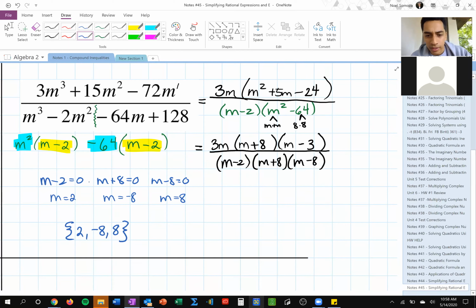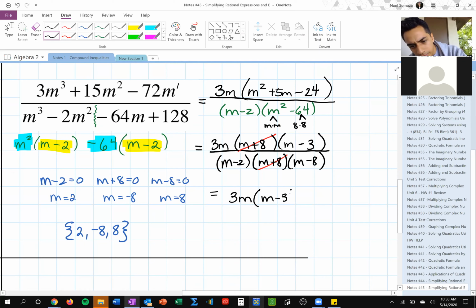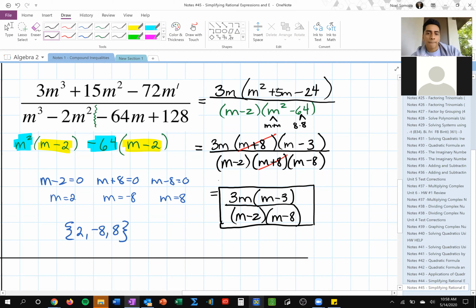All right, so now that we've found the excluded values, let's go ahead and simplify whatever we can. In this case, the only common factor I see is m plus 8, so let's simplify those two. Now what we're left with is 3m times m minus 3, all over m minus 2 times m minus 8. Even though it seems large, that's okay. There's nothing else that can be divided out, so that's the expression we're left with.